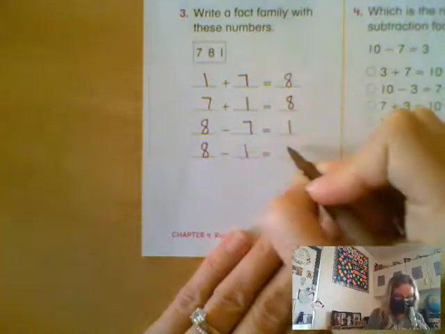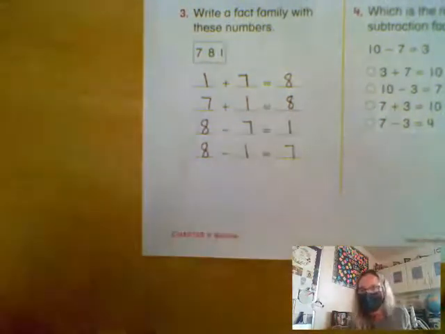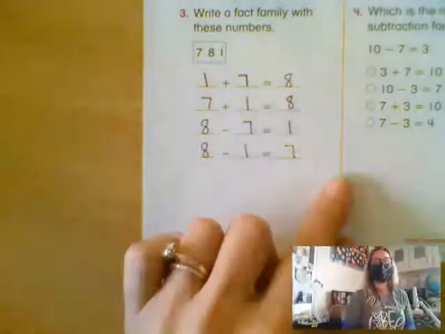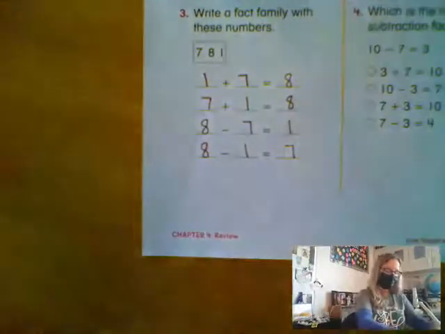8 minus 1 equals 7. Excellent. And using that same thinking, if we had 8 cookies sitting in our classroom and Lily snuck in and ate 1 of them, we would have 7 cookies left in our classroom. I don't think Lily would ever really do that, but you never know.